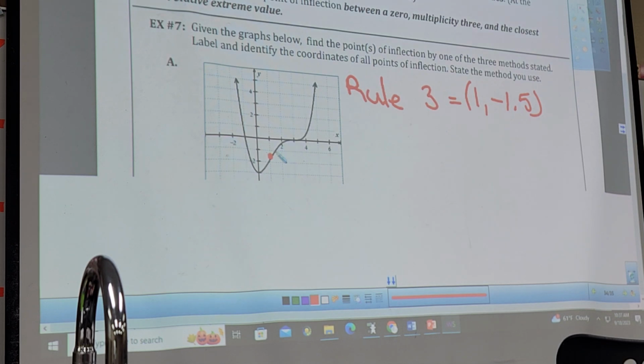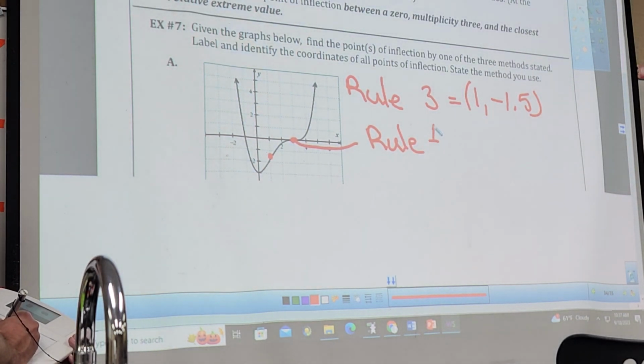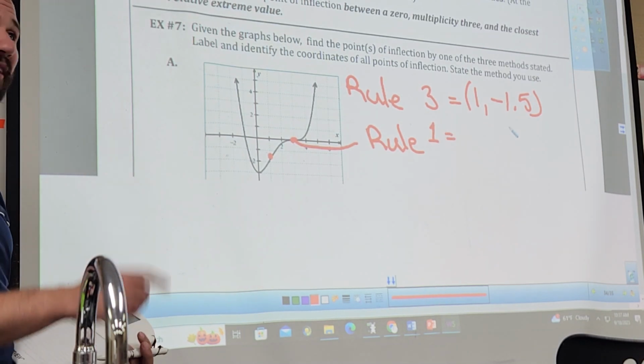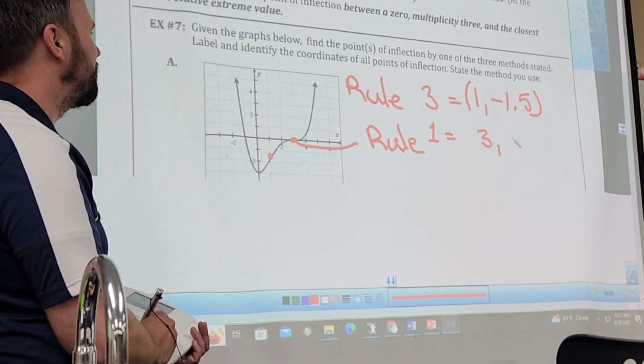Now this one's weird. You see how this is concave down and that switches pretty quick. That is a special one. That is a rule 1. That's what it looks like. Anything with a multiplicity of 3. That's how I'm going to write it. It's a rule 2 to the first power. All right. Is that 3, 0?